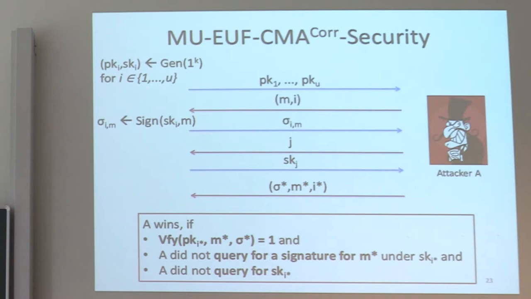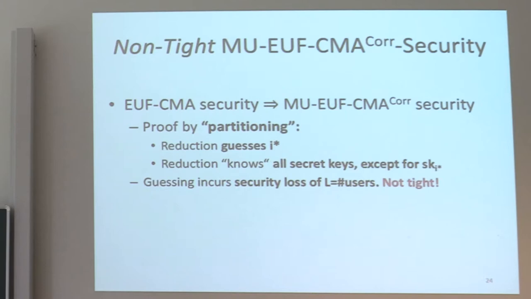And those of you familiar with provable security will already have seen that this security notion is immediately implied by the standard security notion that we normally use for signature schemes. So it's called EUF-CMA security. Okay.